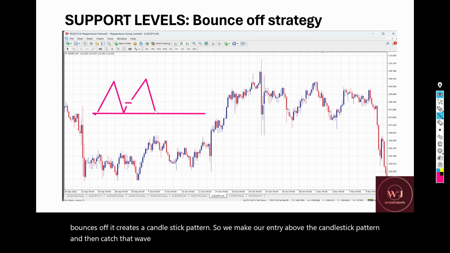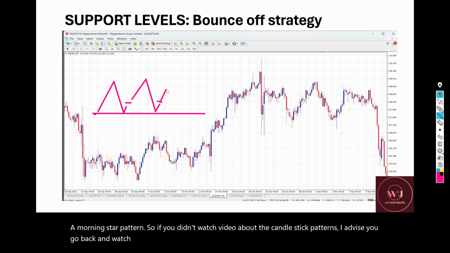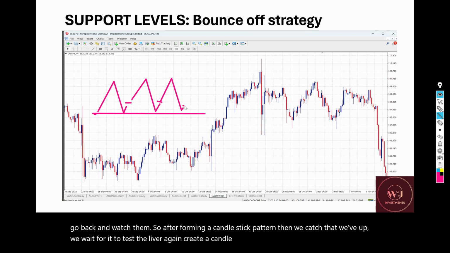When the price comes back again, it bounces off with a candlestick pattern, for example, a bullish engulfing, a hammer, a doji, a bullish kicker, or a morning star pattern. If you didn't watch the video about the candlestick patterns, I would advise you to go back and watch it. So after forming a candlestick pattern, we catch the wave up. We wait for it to test the level again, create a candlestick pattern once again, and then we make an entry to catch the wave up.